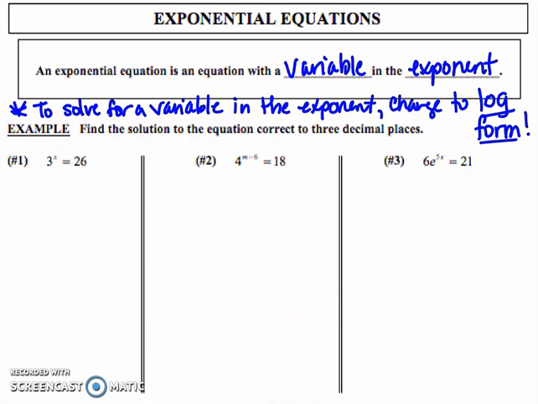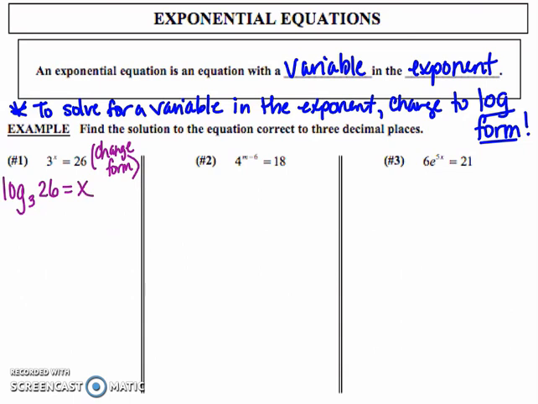All right, example number 1, we have 3 to the x power equals 26. We're trying to solve for x. X is stuck in the exponent. So our first move here is going to be to change form. So we're going to rewrite 3 to the x power equals 26 as a logarithmic equation. The base of the exponent becomes the base of the log. So this will be log base 3 of 26 equals, and then your exponent becomes what the log equation is equal to.